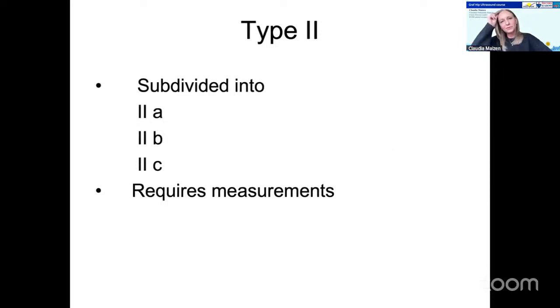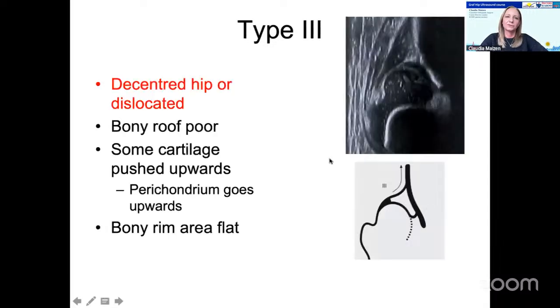So the type 2 hips can further be subdivided into the type 2As, Bs, and Cs. But to subdivide these dysplastic or immature hips, you have to have measurements, and you also take age into account. So we skip that at this point, and we go on to type 3 hips, which we can also type by just description alone. So these are the hips that are now decentered or dislocated.